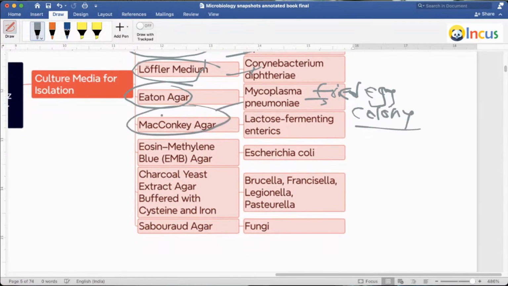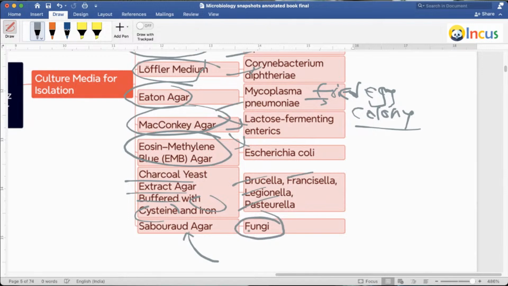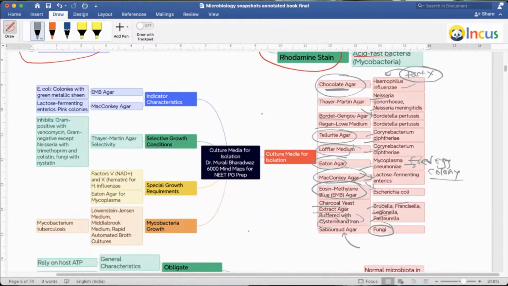Now MacConkey agar, lactose fermenting enterics. Eosin methylene blue agar for E. coli. Charcoal yeast extract agar buffered with cysteine and iron for Brucella, Francisella, Legionella, Pasteurella. Sabouraud's agar for fungi. So these are the agars.